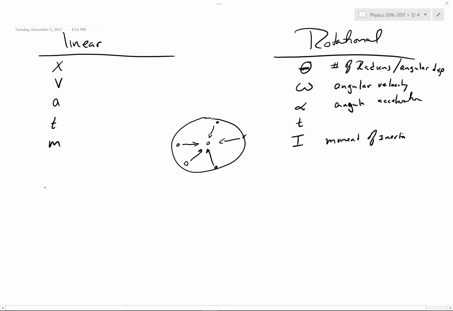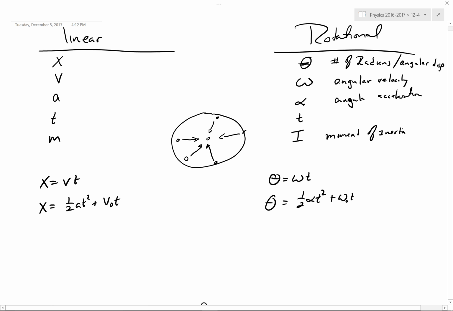Now you're like, well, wait a minute. x equals vt, Mr. Groom. So does that mean that theta equals omega t over here? Yeah, this is like with constant velocity. Well, wait. The grand poobah says x equals 1/2 at squared plus v sub o t. Well, over here, the players would be this: theta equals 1/2 alpha t squared plus omega naught t. Dude, that's awesome. I know, right?